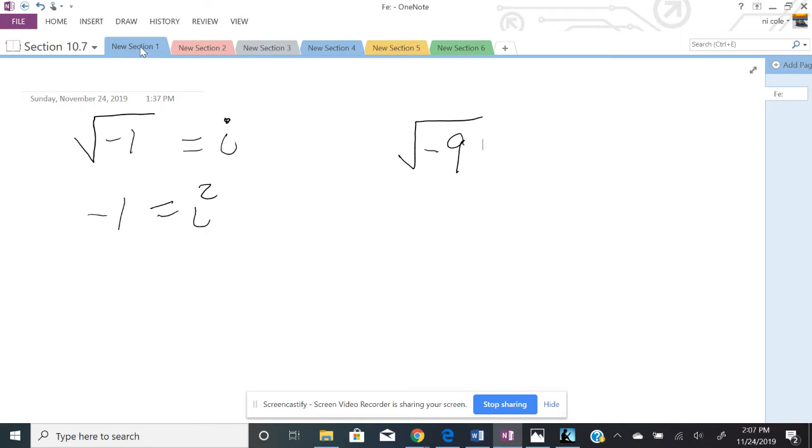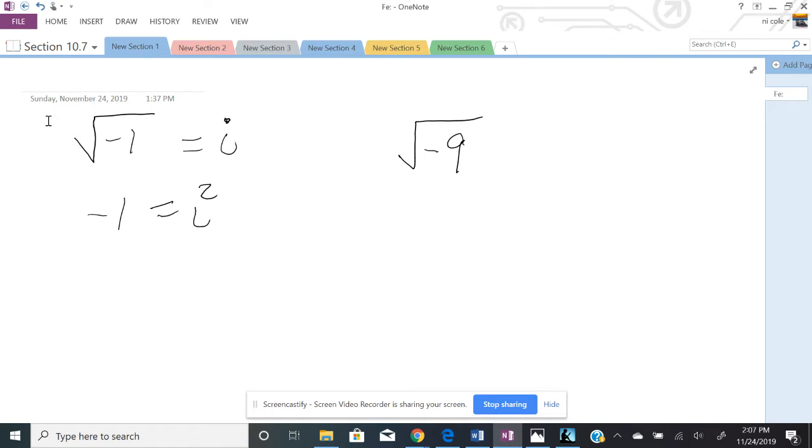All right, and welcome to section 10.7. So in this section, we are learning to deal with negative square roots. Okay, we have been saying on and on and on that you can't take the square root of a negative number, but lo and behold, we're going to be told actually we can.